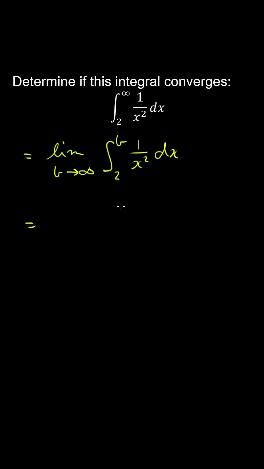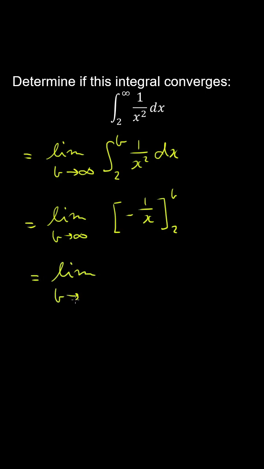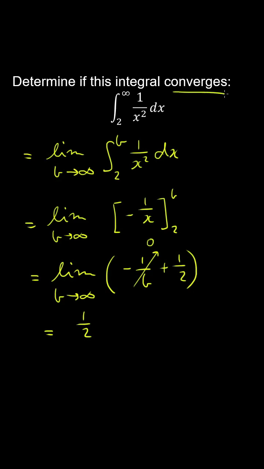And now we can basically evaluate this integral, so we get minus 1 on x, evaluated from 2 to b, and we take the limit as b goes to infinity. So what we obtain is the limit as b goes to infinity of minus 1 on b minus minus a half. So when b goes to infinity, this term disappears, and therefore we obtain 1 half, and therefore the integral converges, because we obtained a finite value.